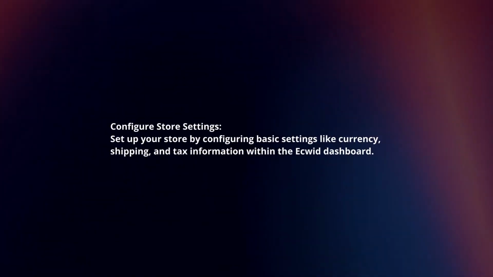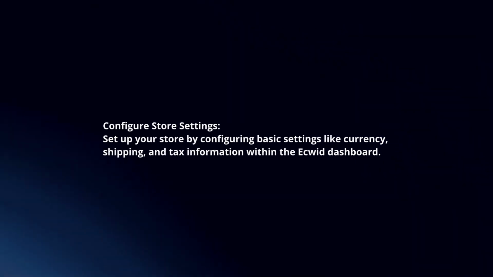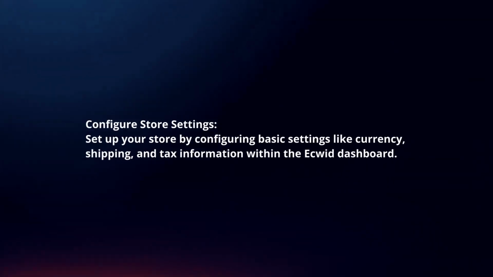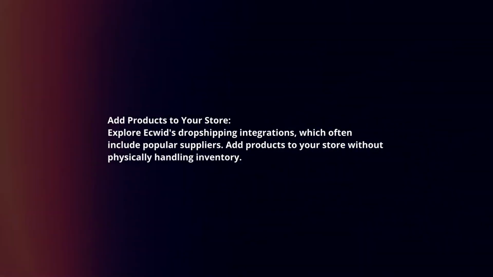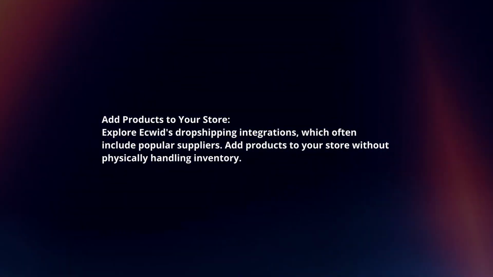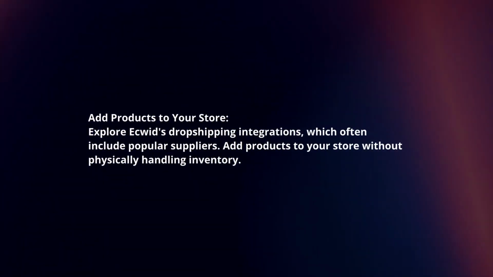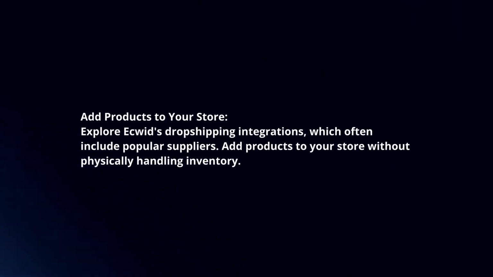Configure store settings. Set up your store by configuring basic settings like currency, shipping, and tax information within the Ecwid dashboard. Add products to your store. Explore Ecwid's dropshipping integrations, which often include popular suppliers. Add products to your store without physically handling inventory.